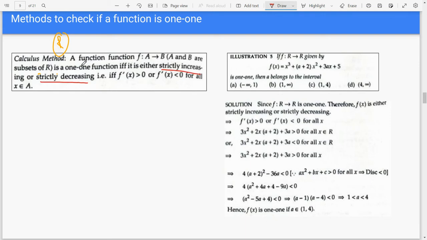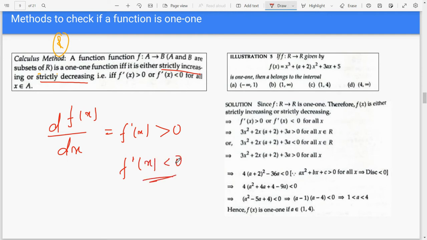In calculus, when you read about it, there is something called strictly increasing and strictly decreasing. If you have a function f(x) and you find its derivative, the derivative is represented by df/dx, or f dash x. If f dash x is greater than 0, then it is treated as an increasing function. And if f dash x is less than 0, then this function is termed a decreasing function.